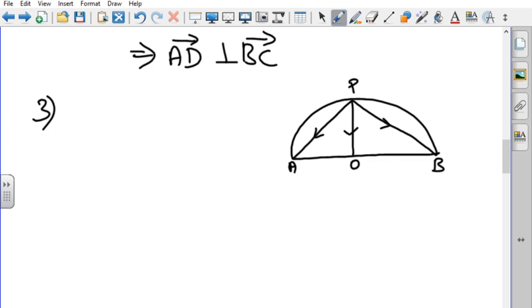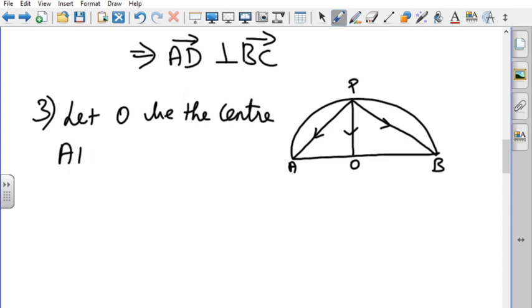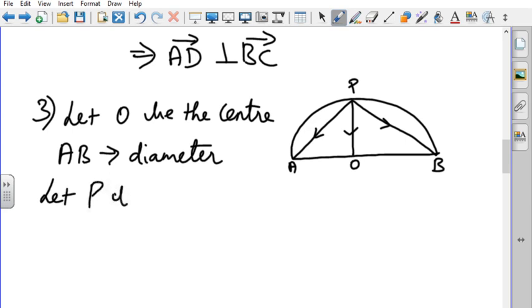So, let us consider, let O be the center, AB be the diameter of the circle. Let P be any point on the circle.